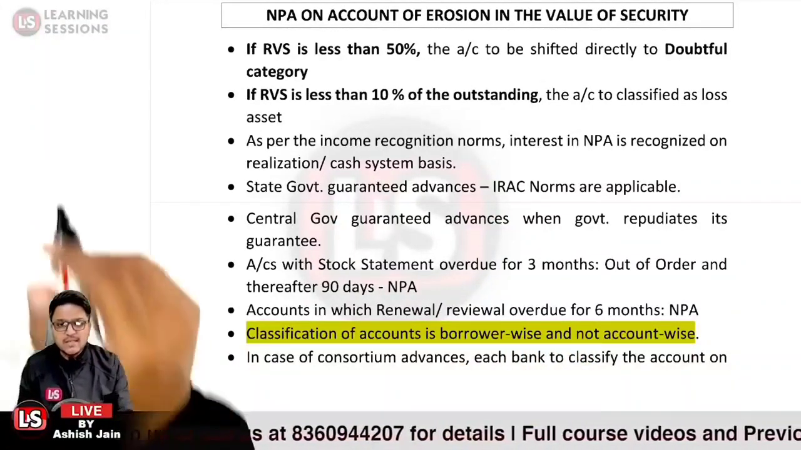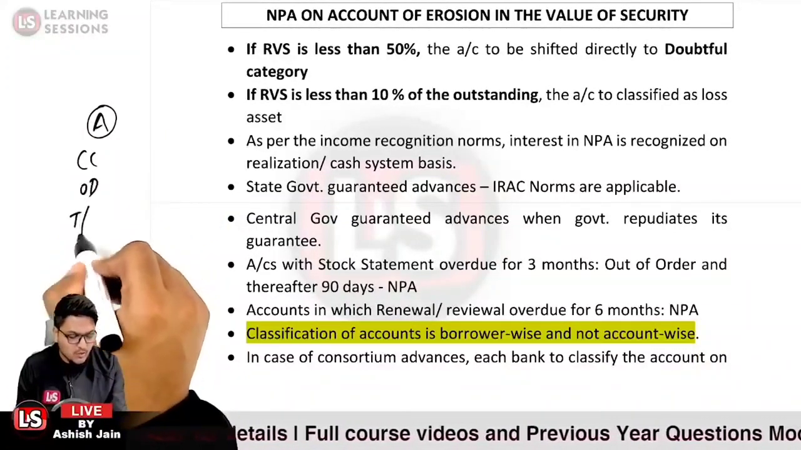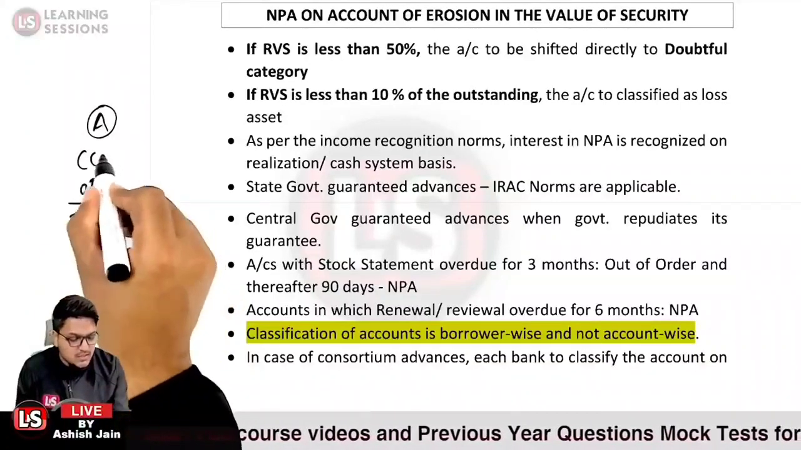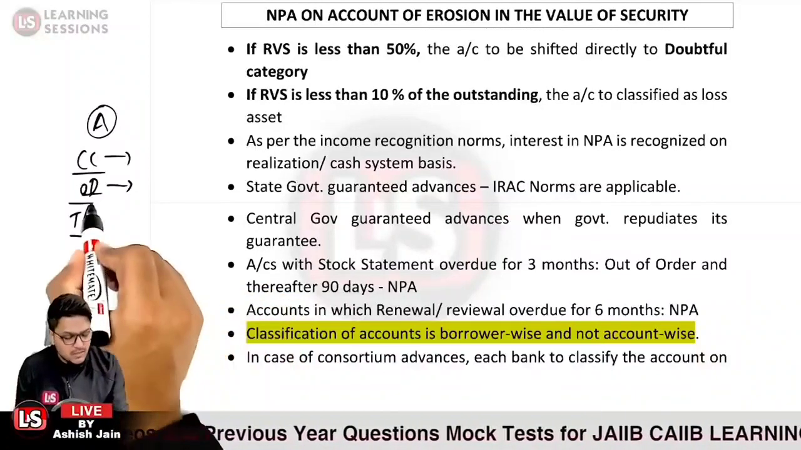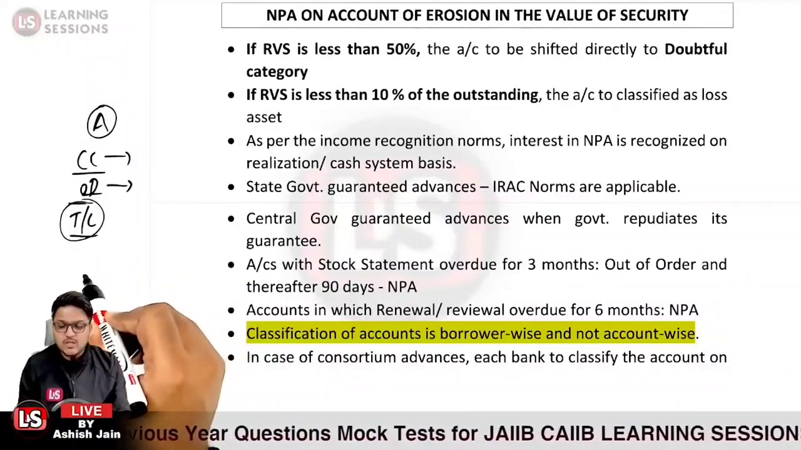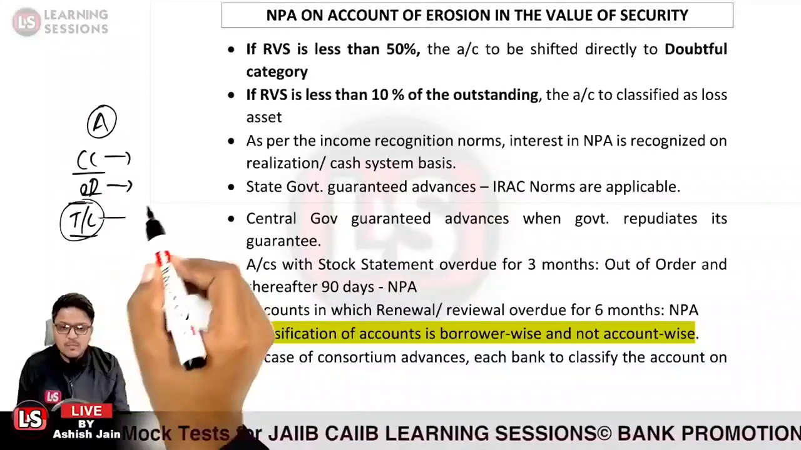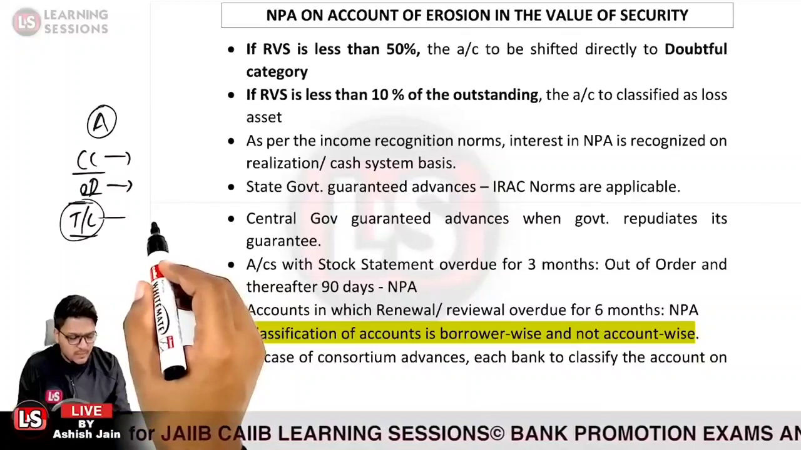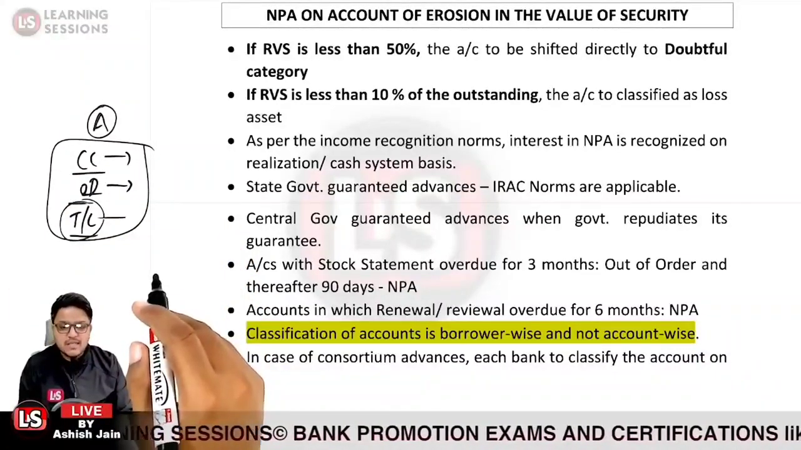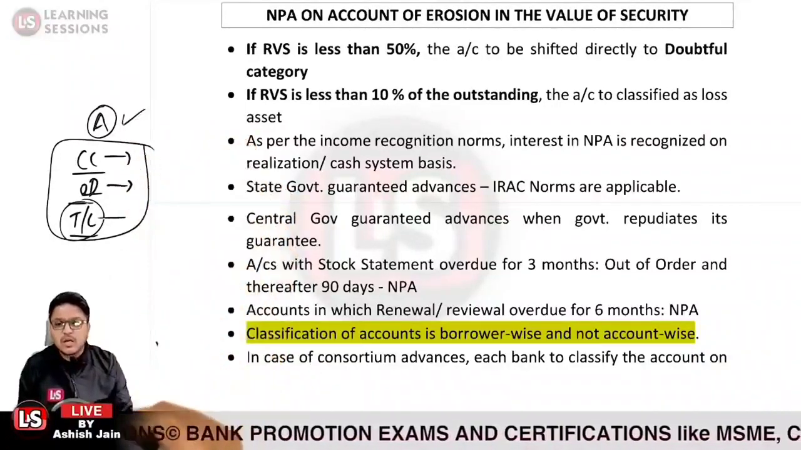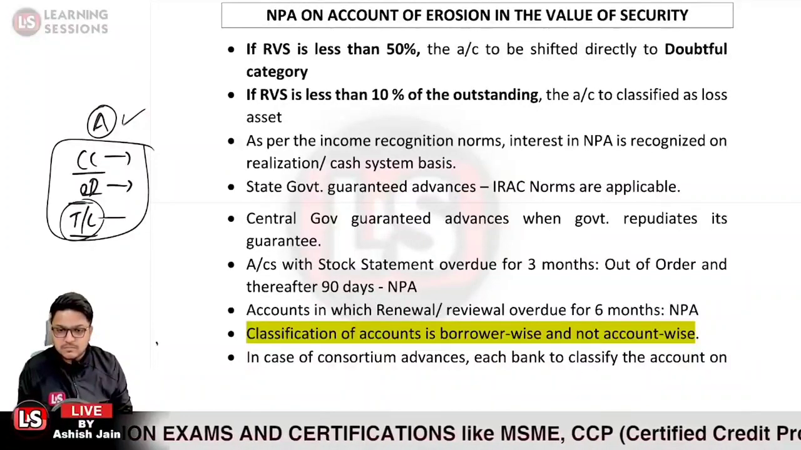What does it mean? Let us take the case that person A is maintaining different accounts with the bank: CC account, overdraft account, term loan account. Now these accounts are regular. The OD account is regular, the CC account is regular, but the installment is not being paid in the term loan account. In that case, if it turns out to be NPA, then all these accounts will be classified as non-performing assets, because asset classification is borrower wise and not account wise. Is that clear?